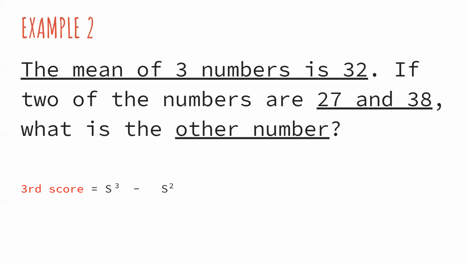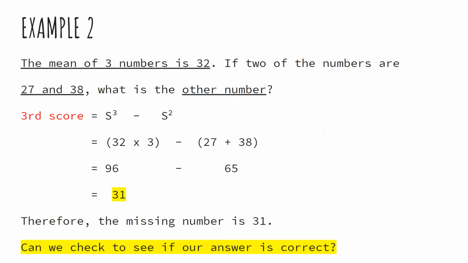Do we know what those 3 numbers are? No, we don't. But you can multiply the mean by the number of values. Do we know what the 2 numbers are? Yes, we do. We simply add 27 and 38. Afterwards, we subtract. Here is the worked example. Our missing number is 31. Calculate the mean of 27, 38, and 31 to check your answer.